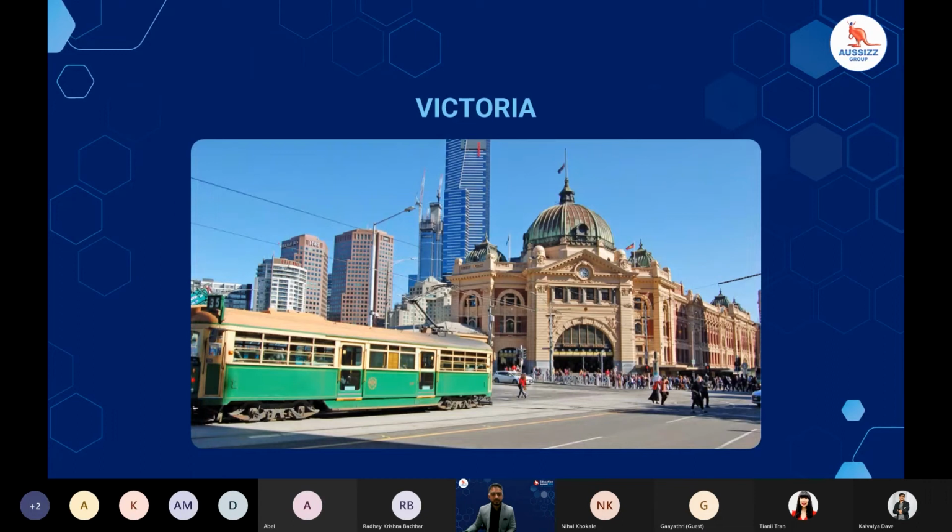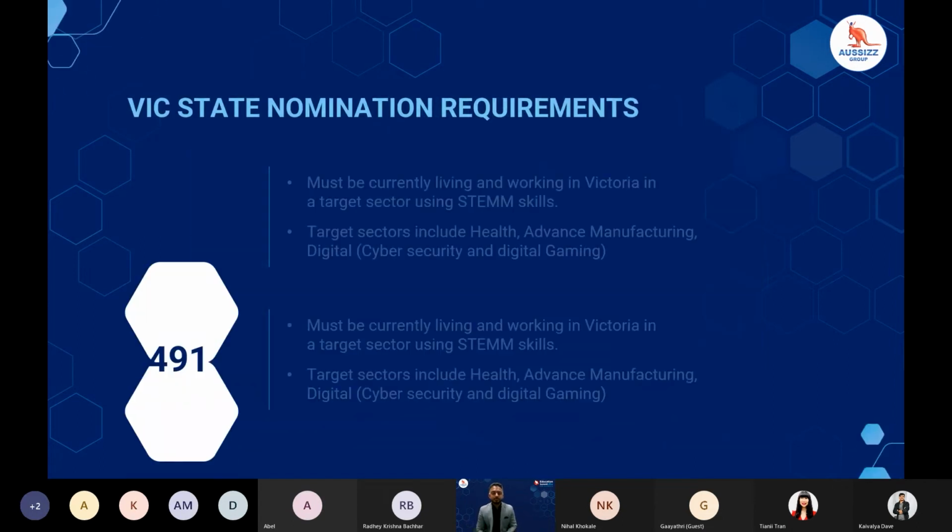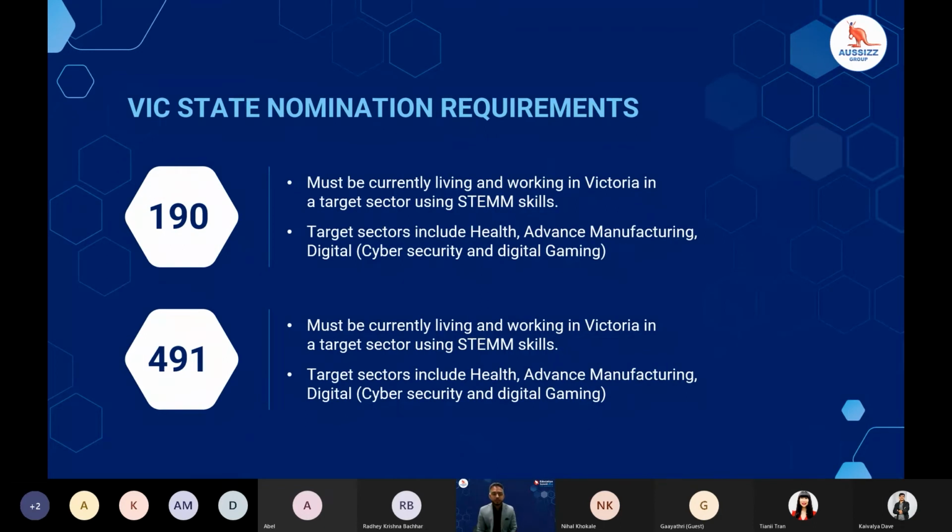The next state is Victoria, where there are 2 options, 190 and 491 again. For Victoria state nomination, you must be currently living and working in Victoria in a target sector using STEM skills, which is science, technology, engineering, mathematics. So if you are living and working in Victoria in one of these sectors, the target sectors generally include health, advanced manufacturing, and digital, which includes cybersecurity and digital gaming.